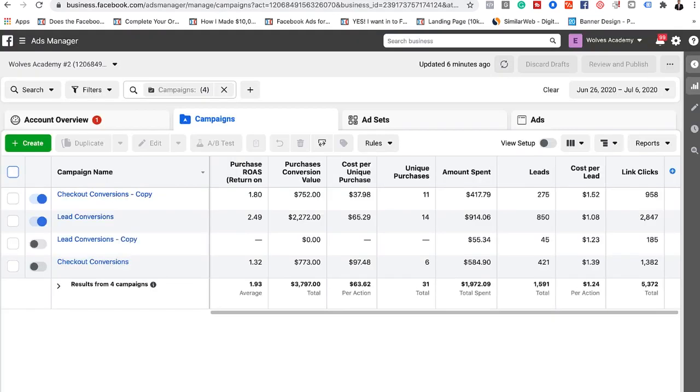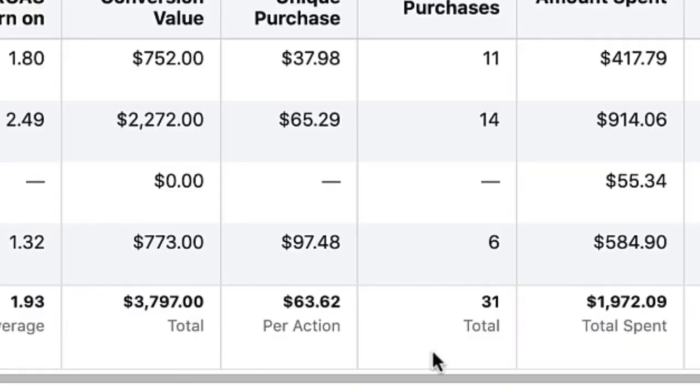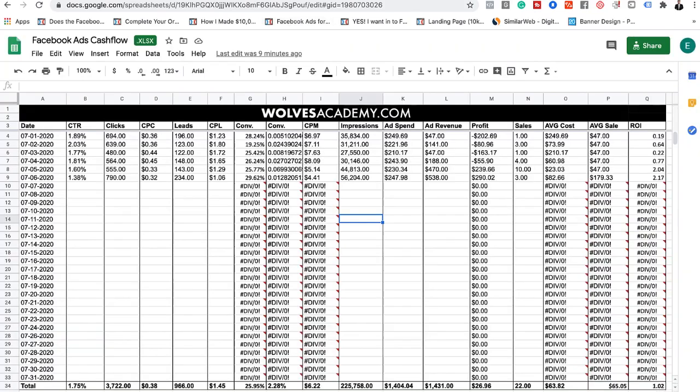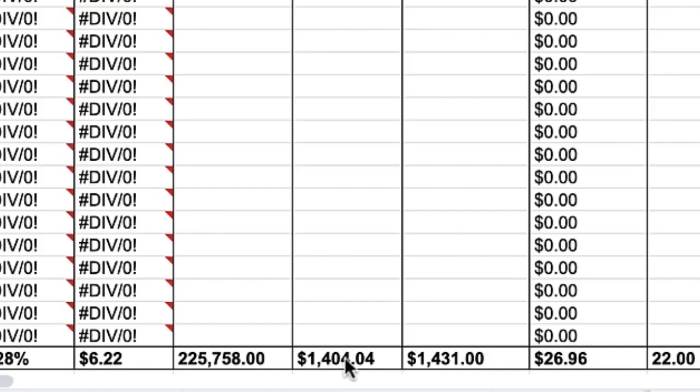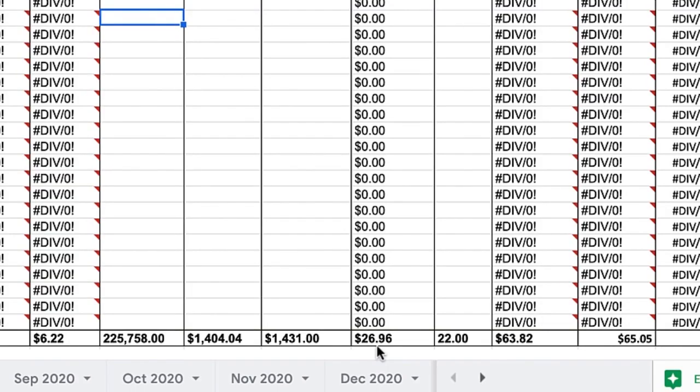So if I look at the overall campaign, we spent $1,972.09 and we've made $3,797. Now, the cool thing is that for the month of July, I spent $1,404, and in revenue, I made $1,431. So we literally have $26.96 in profit. So this is called a break-even campaign.